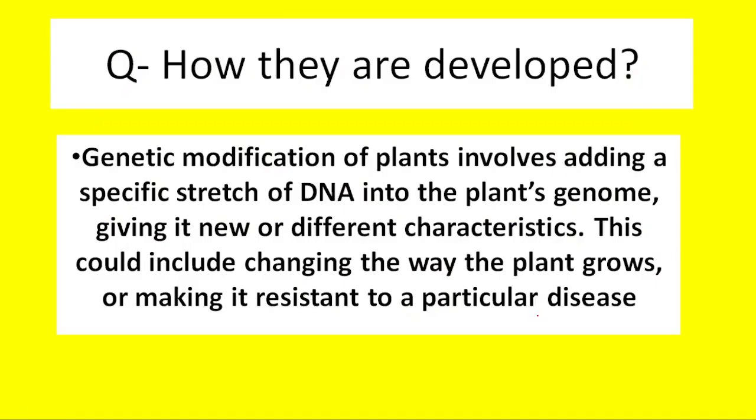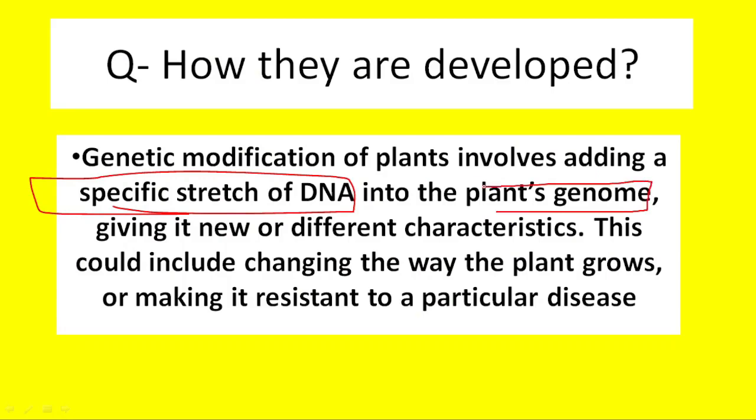So let us go deeper into how they are developed. As we have discussed, a genetically modified plant is made by adding a specific stretch of DNA into the plant's genome, giving it new and different characteristics. So let us understand this. There is a nucleus. The nucleus carries the DNA. Okay, DNA is like this.